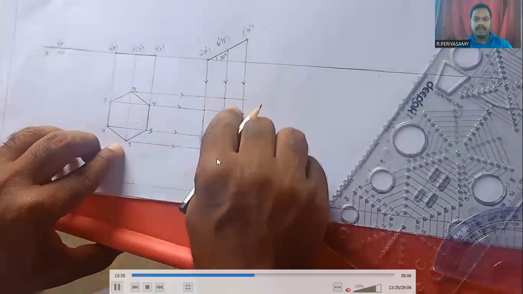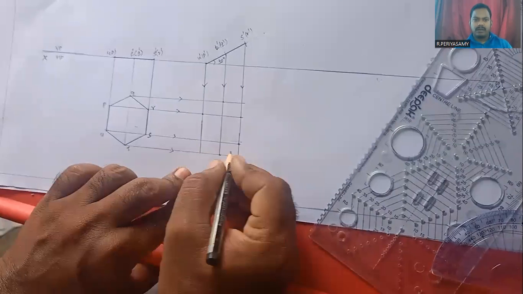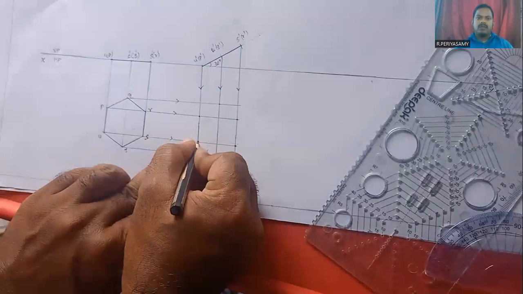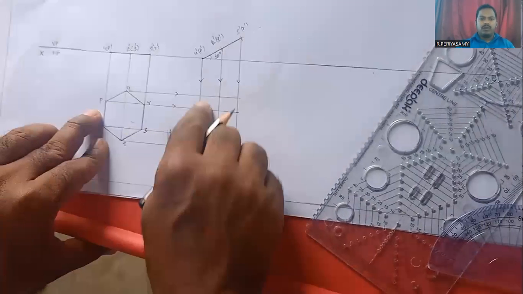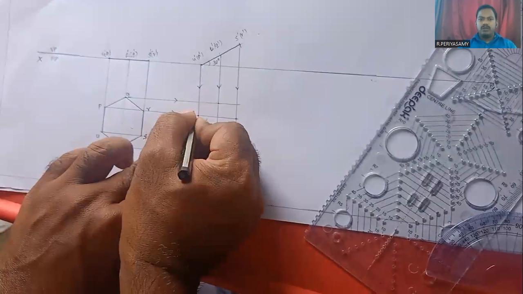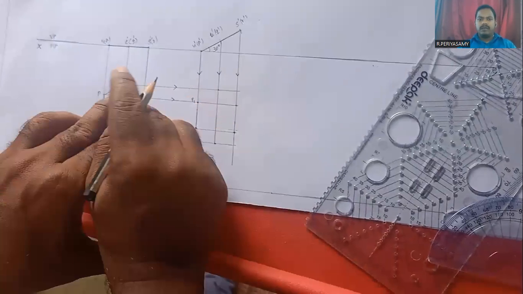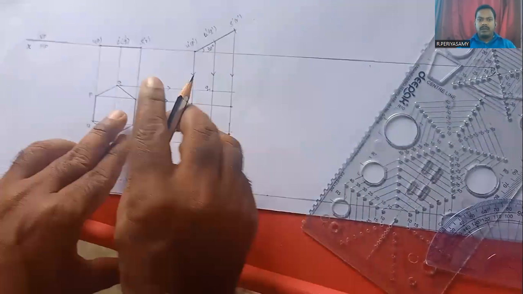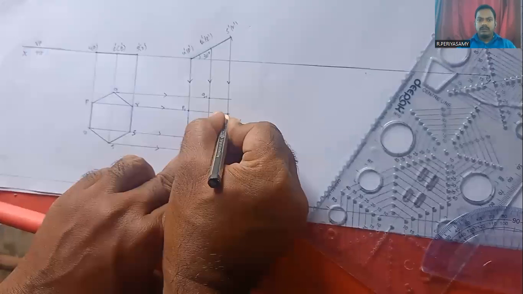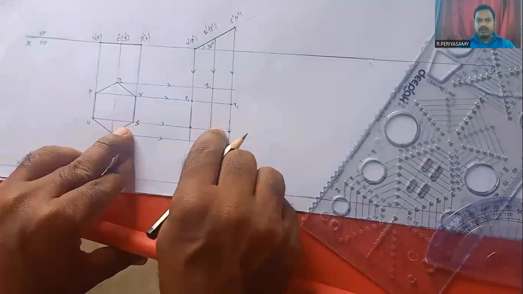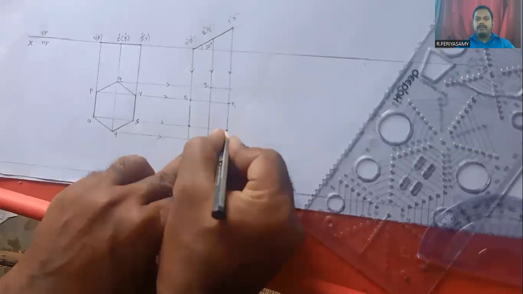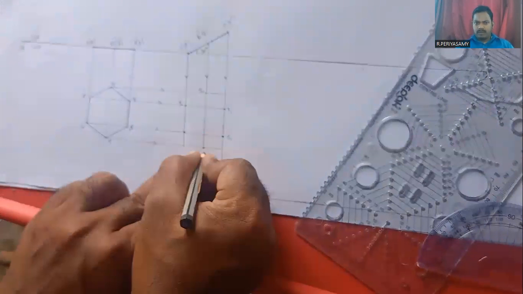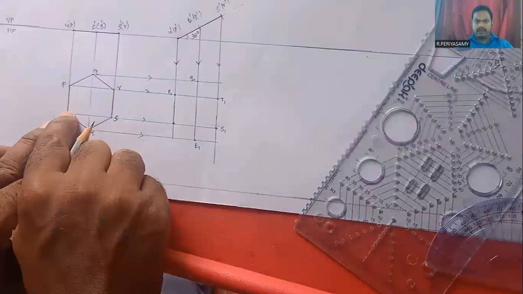Here T line, here T line. Both lines are meeting here. We mark the point. Next U line, here U line. Both lines are meeting here. We mark the point. So we give the names here: P1, Q1, R1, S1, T1, U1. The same way we give the names here: P1, Q1, R1, S1, here T1, here U1.